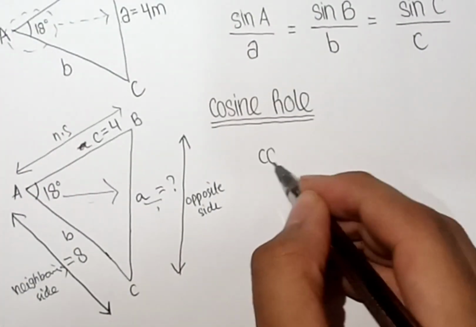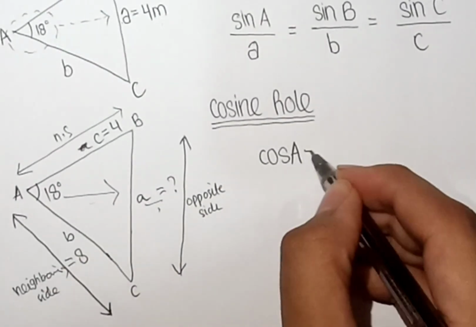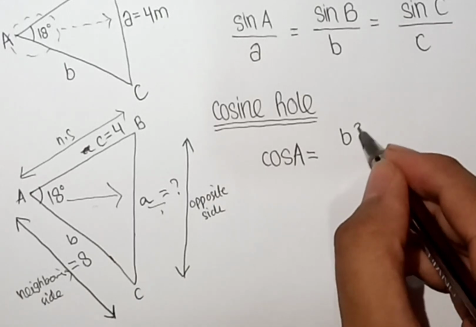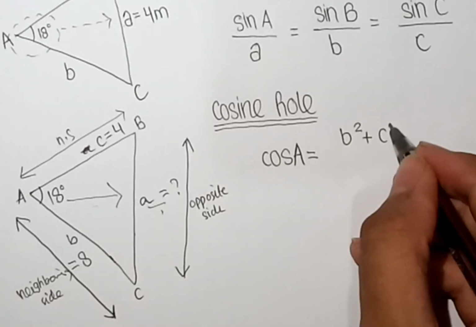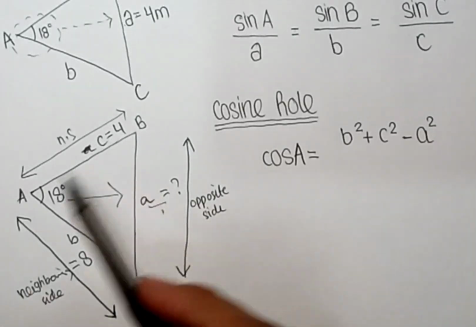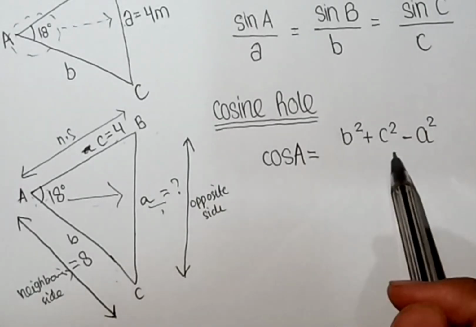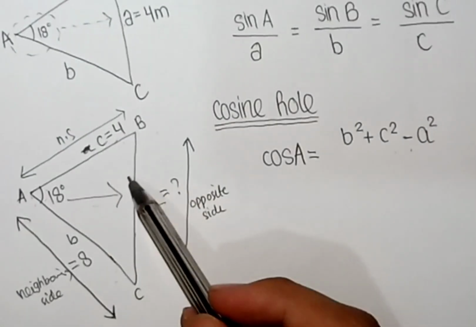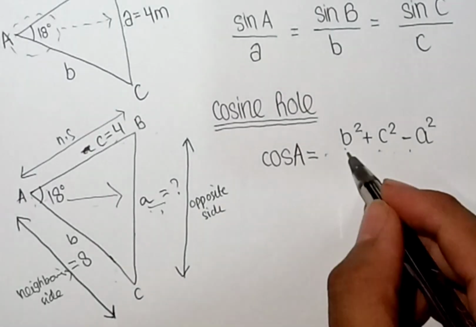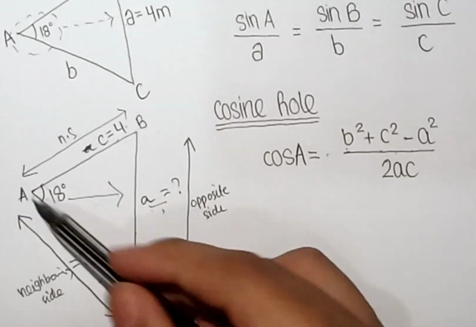Remember, if you are finding cos A, then cos A is equal to B square plus C square minus A square. You add both neighboring sides, and whatever answer comes, you subtract the opposite side square from it. This is the formula, upon 2BC.